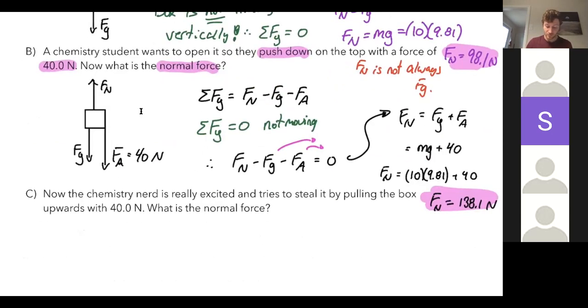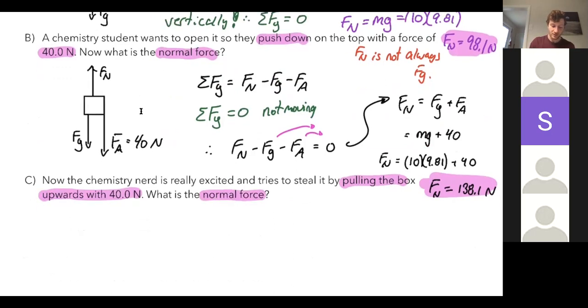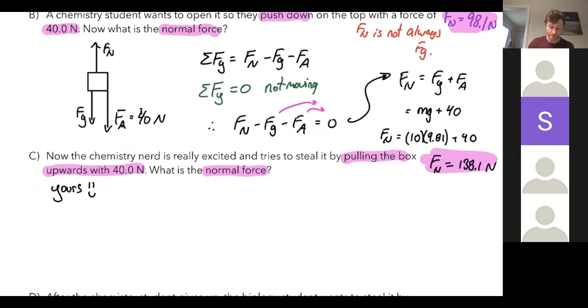Now this chemistry nerd's trying to steal it, so they're pulling this box upwards with 40 newtons. They're pulling it straight up. Now what's the normal force? This one is going to be yours. It's very, very similar to this, except now this applied force is going upwards instead. See if you can do that one.